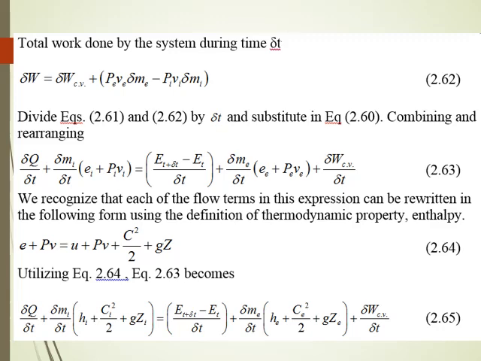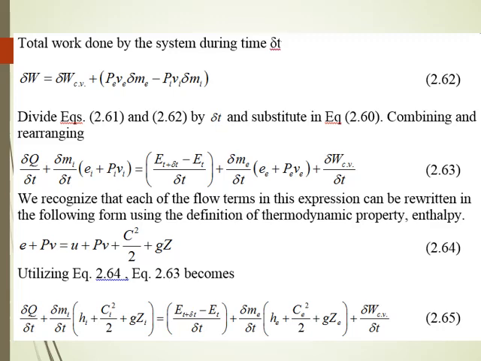Now we divide equations 2.61 and 2.62 by del t so as to express them in rate equation form and substitute them in equation number 2.60. Combining and rearranging, we get the expression shown by equation 2.63. Now we can express equation 2.63 in terms of the thermodynamic property known as enthalpy. We have EI plus PI VI as well as EE plus PE VE in equation number 2.63.